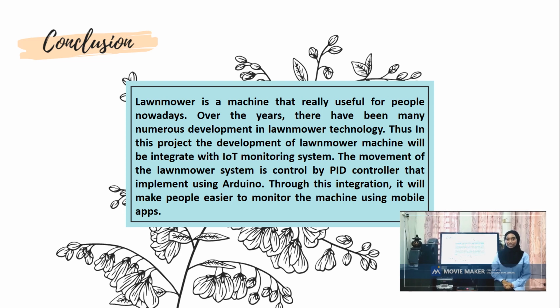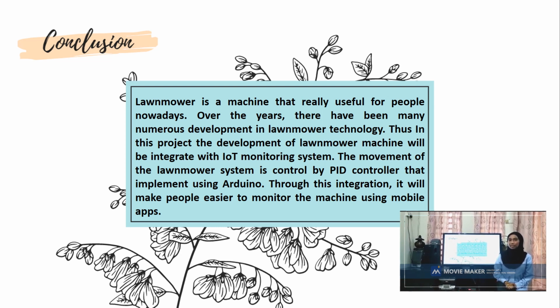So as the conclusion, the lawnmower is a machine that is really useful for people nowadays. Over the recent years, technology has advanced. Thus, my project is more advanced with the use of an IoT monitoring system and the movement controlled by a PID controller with Arduino. It is so convenient to just control the lawnmower using our mobile apps.